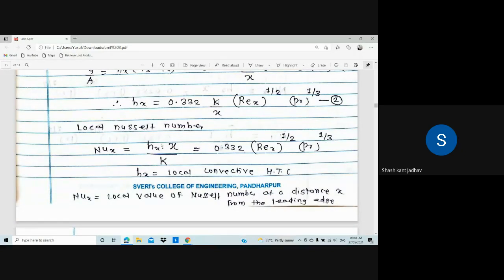Okay, so Hx is nothing but the local convective heat transfer coefficient. So all of you write down what is the meaning of Hx. Write down Hx is nothing but local convective heat transfer coefficient, and NUX is nothing but local value of Nusselt number at a distance X from the leading edge. Okay, so all of you write down this is the equation for the local convective heat transfer coefficient, that is Hx, that is equation number 2. Then we get the equation for the Nusselt number, that is 0.332 RE raised to 1/2 Prandtl number raised to 1/3. Okay, that Nusselt number is nothing but local value of Nusselt number at a distance X from the leading edge. Okay, so this is about the local heat transfer coefficient.